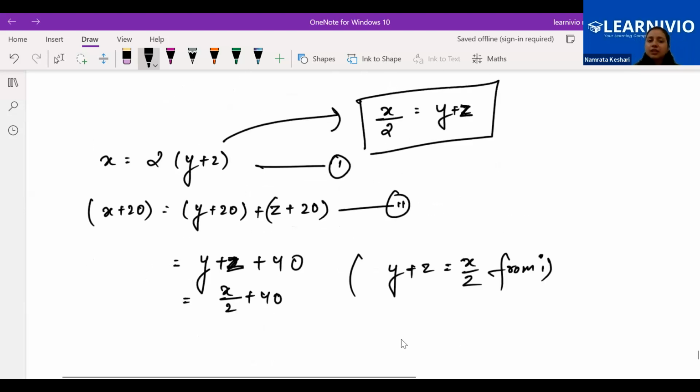Let's find x. Can you tell me what will be the value of x? Here x plus 20 is there. Here x plus 20 is there. We are just continuing equation number 2. Anyone having any confusion over here? No, ma'am. Okay.